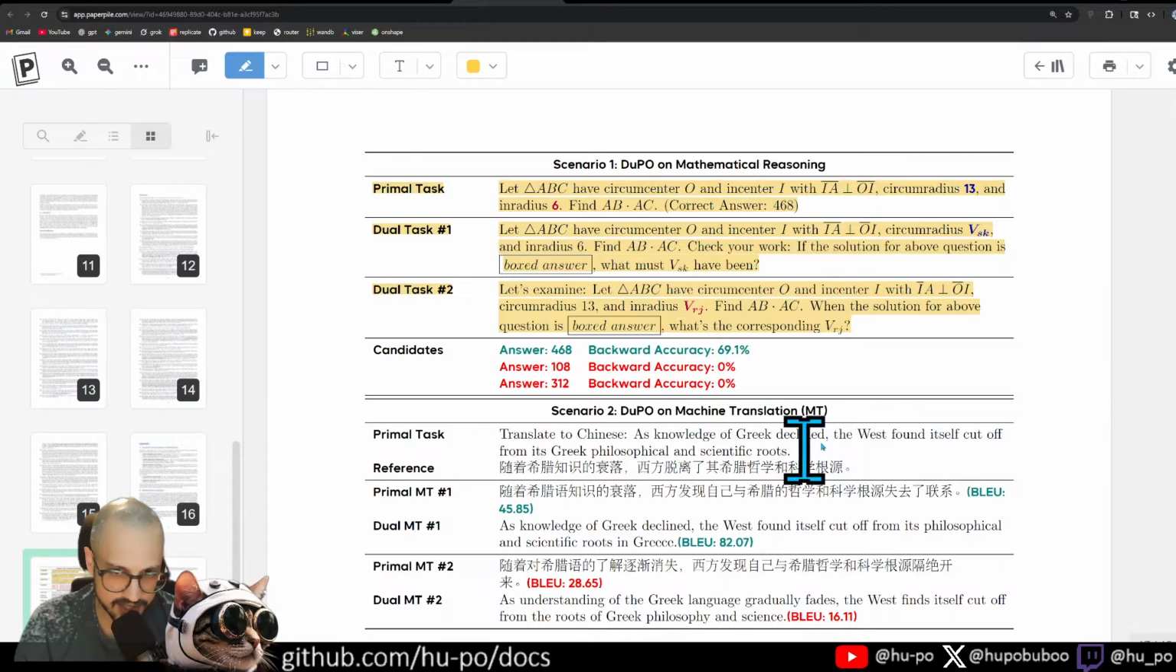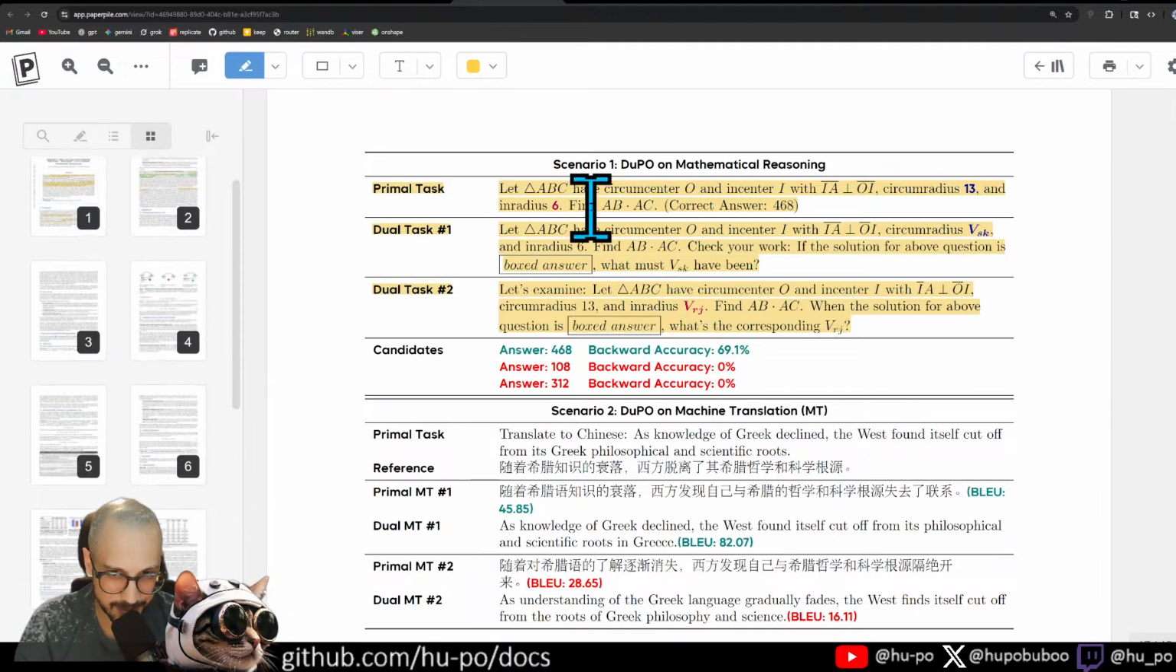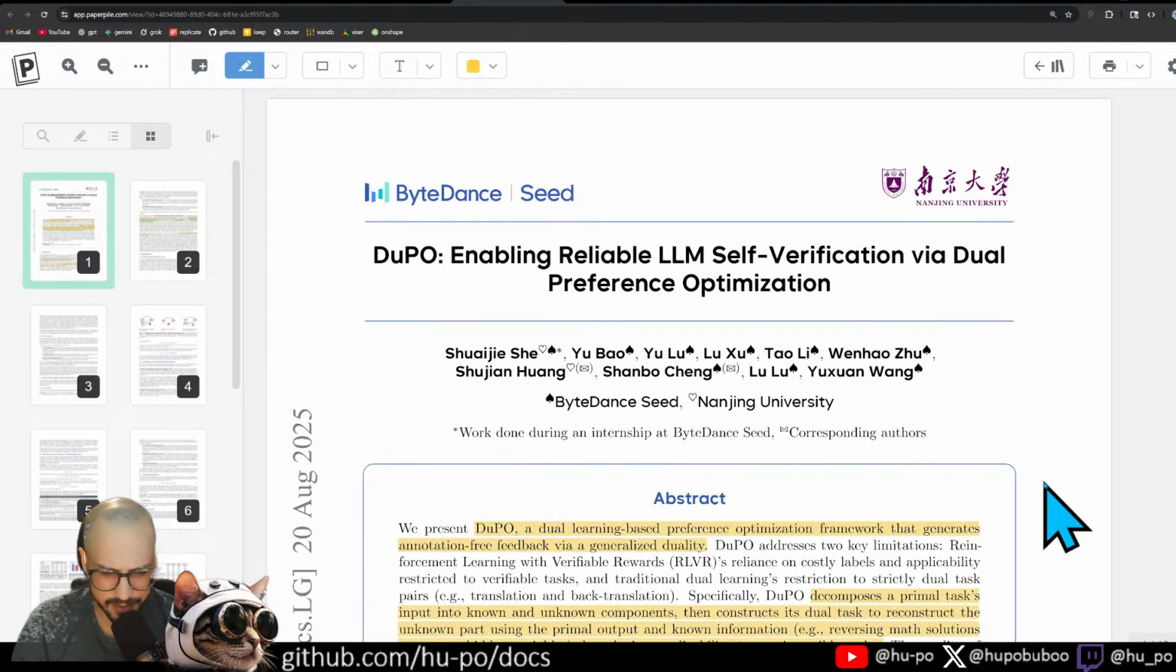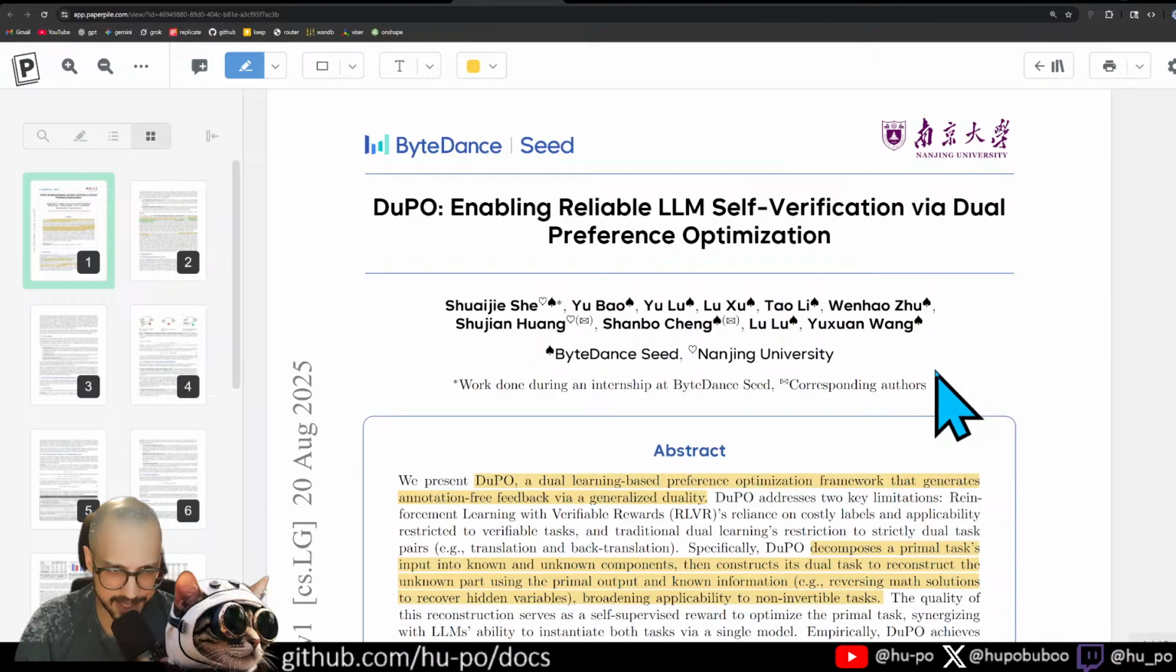And yeah, basically that's this paper, right? This entire paper is just that. But they use all kinds of intense math framing and terminology here to make it seem very, very hardcore, but it's actually a relatively simple concept. Look at how unnecessarily complicated this is. A dual learning-based preference optimization framework that generates annotation-free feedback via a generalized duality.